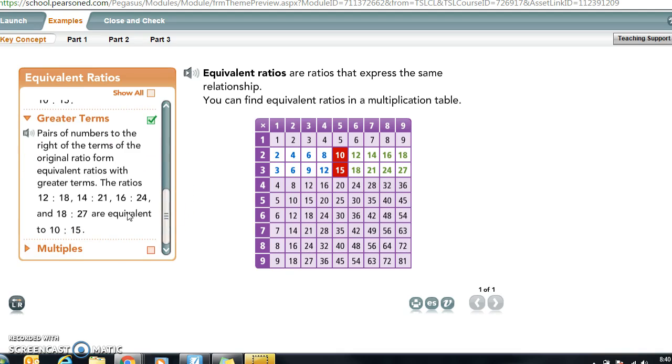Pairs of numbers to the right of the terms of the original ratio form equivalent ratios with greater terms. The ratios 12 to 18, 14 to 21, 16 to 24, and 18 to 27 are equivalent to 10 to 15. So they're saying all these numbers over here to the right are also going to form equivalent ratios.